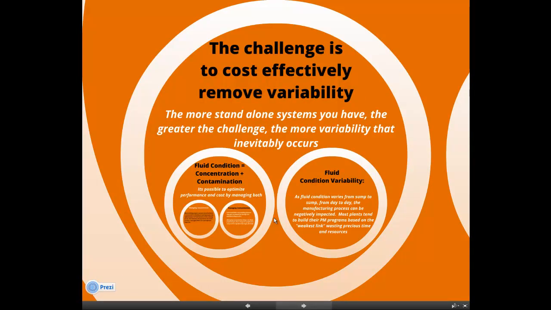Therefore, the challenge is to cost-effectively remove that variability. Cost-effectively put together a management program that does manage concentration and contamination over time and brings forward the necessary technologies and methodologies to minimize variability. The more standalone systems a company has, the more variability that exists in their process, and therefore making this an even greater challenge to cost-effectively remove that variability.